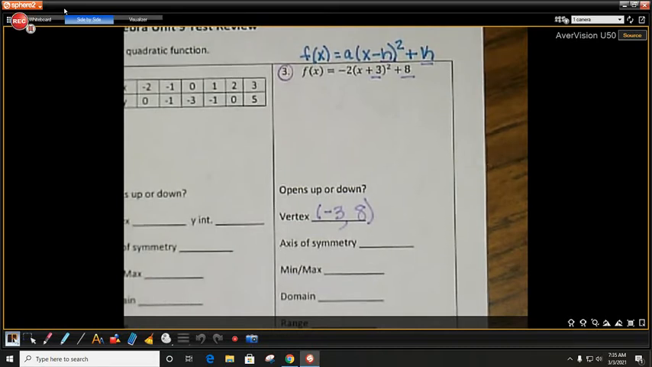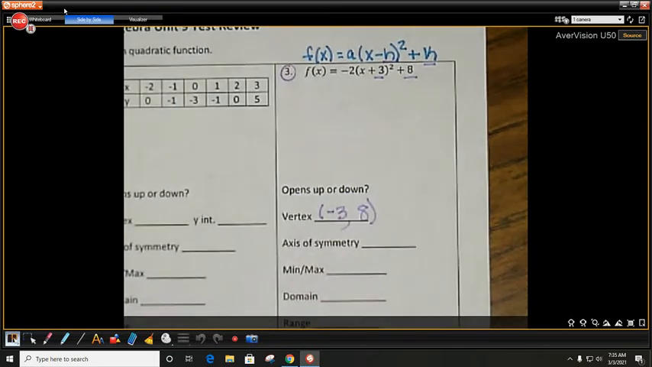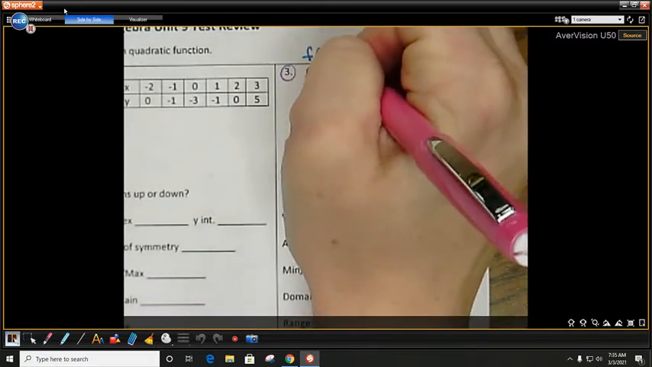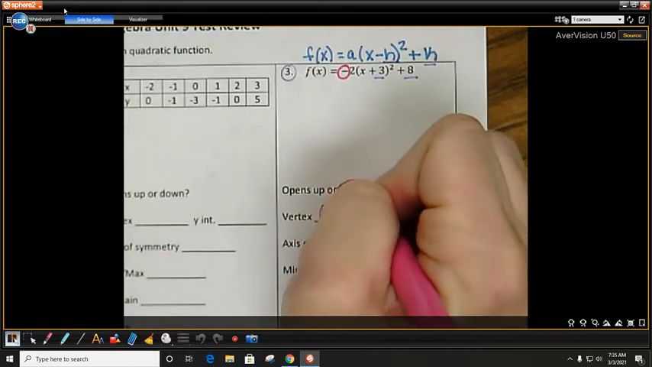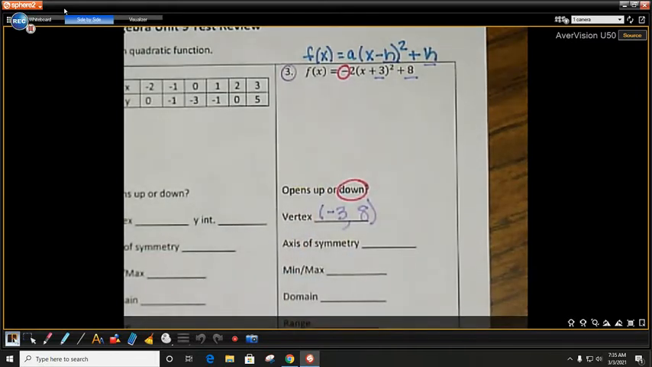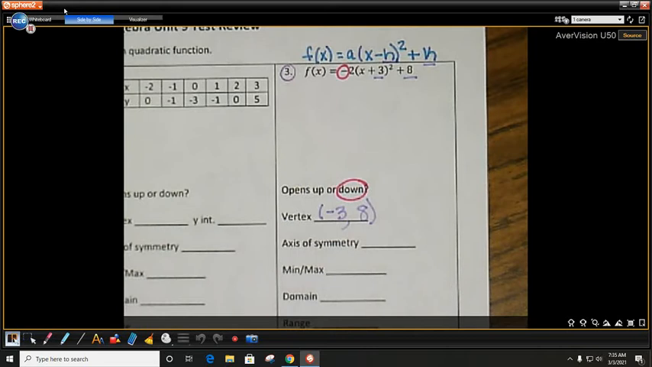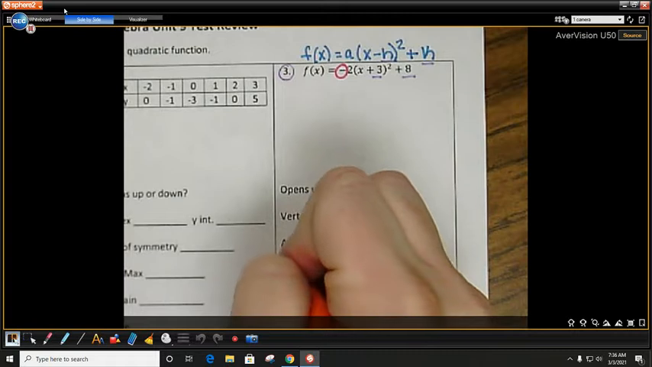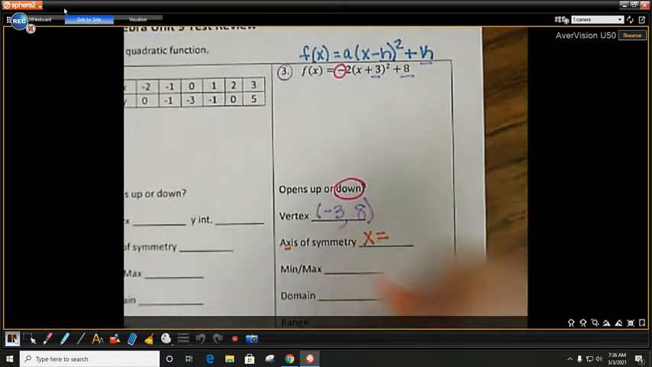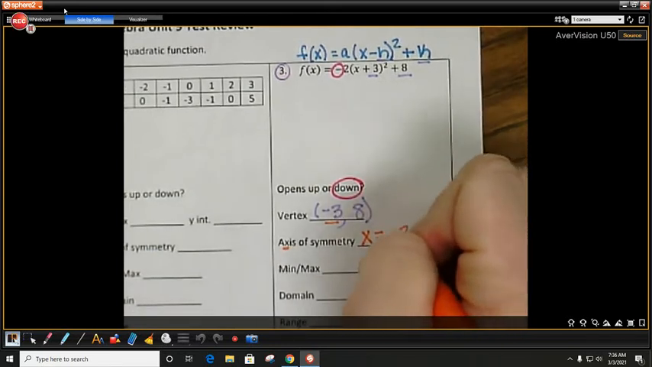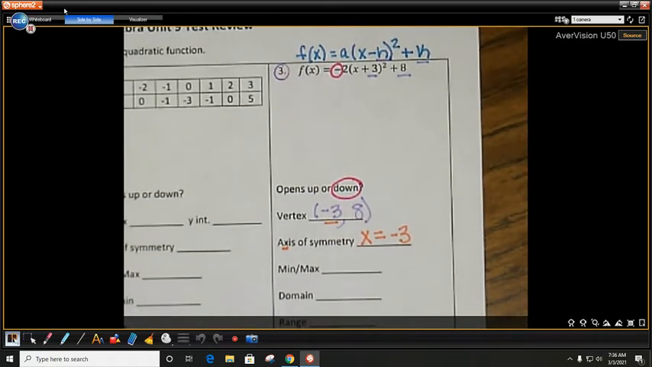The next thing we're going to look at is determine whether this opens up or down. The a sign tells you if it opens up or down. Since a is negative, you're opening down. If a is positive, you would open up. Once we find the vertex, we can then find the axis of symmetry. Your axis of symmetry is just a vertical line that separates your parabola into two symmetrical halves. There's an x in the word axis, so we know that it's x equals, and it's just the x value of your vertex, because the axis of symmetry goes through the vertex.